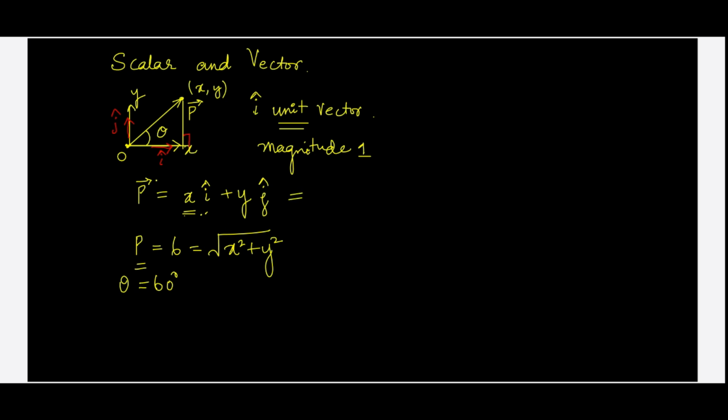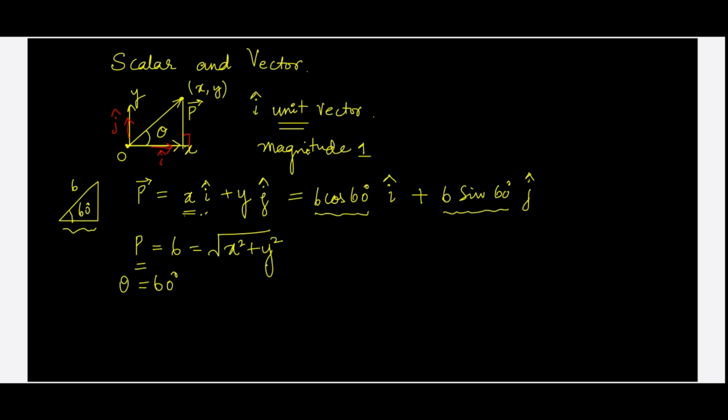Now the vector P can also be written as follows. What is x in the right angle triangle? This is 6 units and this is 60 degrees. So your x coordinate is 6 cos 60 degrees along I cap, along the x-axis, plus 6 sine 60 degrees along j cap. So this is your x and this is your y.